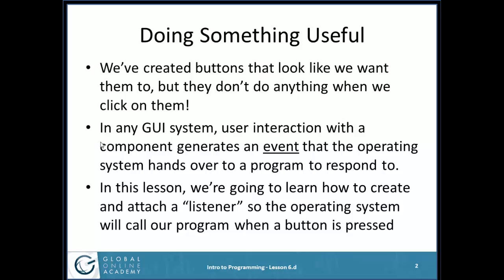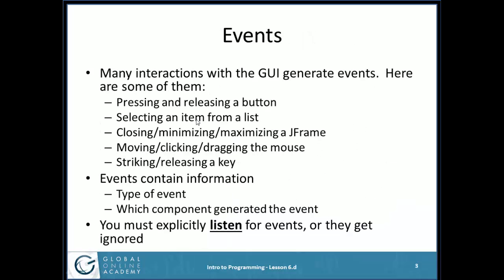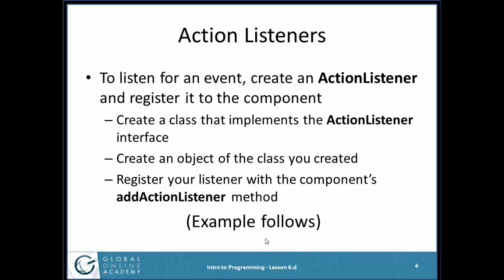If we want to listen for specific types of events and do something when those happen, we'll have to learn how to create and attach a listener. So the operating system will call our program when the button is pressed. Here are some examples of events that could happen: pressing and releasing a button, selecting an item from a list, closing, minimizing, or maximizing a JFrame, and so on. Events contain information about the type of event, and about which component generated the event. You have to explicitly listen for events, or they get ignored.